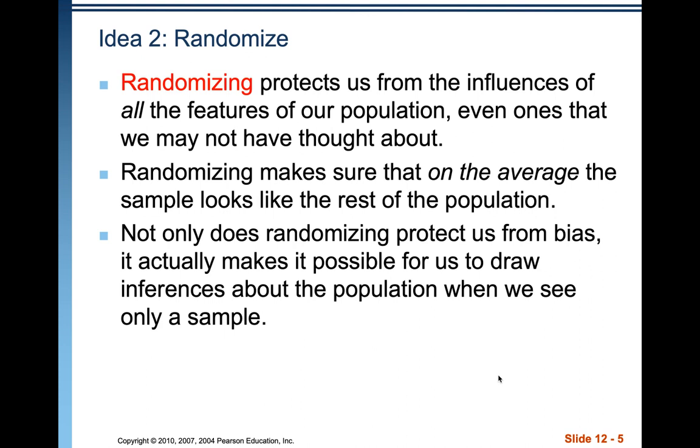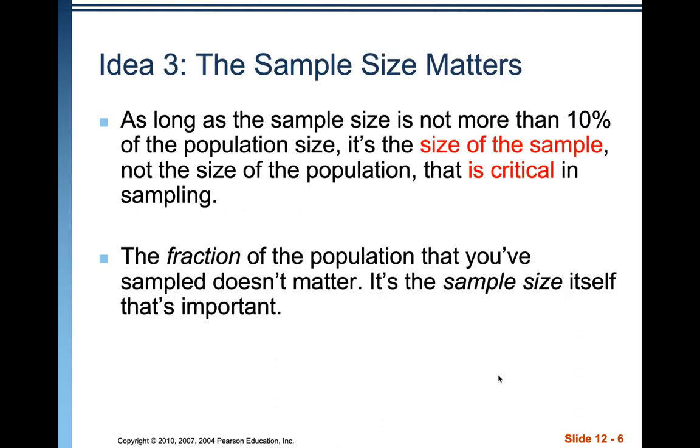Okay, idea number 2 is randomizing. Randomizing or randomization protects us from the influences of all the features of our population, even the ones we may not have thought about. Randomizing makes sure that on average, the sample looks like the rest of the population. Not only does randomization protect us from bias, it actually makes it possible for us to draw inferences about the population when we see only a sample. And so that's what we want to do. So we need to make sure we randomize.